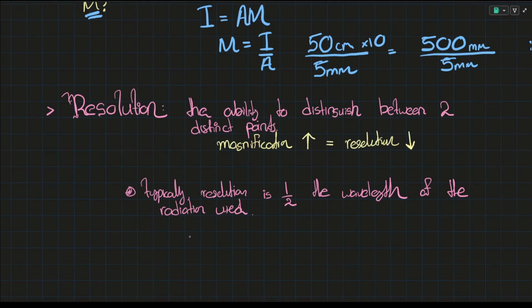For example, I'll use the exact same things. If we are using visible light, the smallest wavelength that we will get, or lambda in this case, would be 400 nanometers. To obtain the resolution, you just simply divide it by 2. Therefore, resolution 400 divided by 2 is simply 200 nanometers. In the same fashion, if you divide the wavelength of electrons by 2, you're going to get the resolution as well.